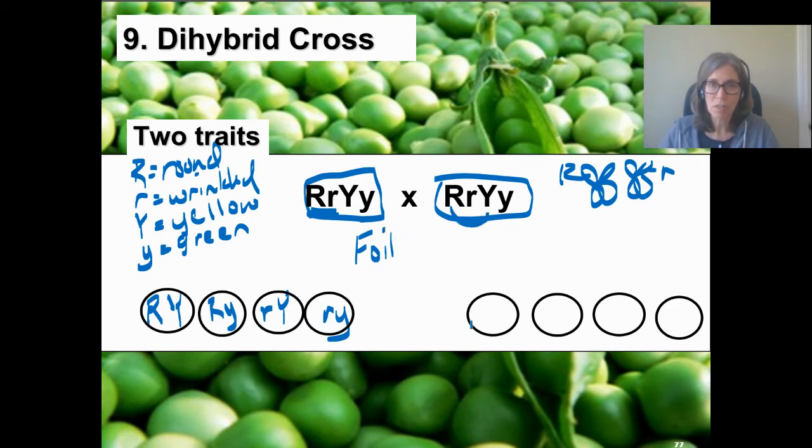So the first is big R, big Y. O is for outer, big R, little y. And then I is for inner, little r, big Y. And then little r, little y.